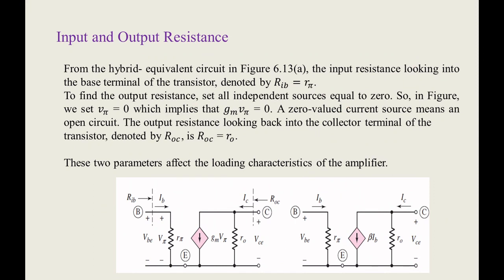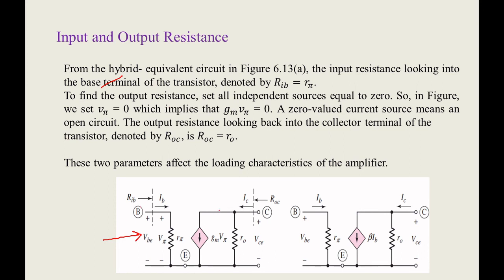Okay, so calculating the input and output resistance is very important. When you want to find the input resistance, you look from the left side. I am repeating again, RIB is the resistance on the input side, looking towards the base. When you look into the base, you can see only the resistance R pi. So the input resistance, looking into the base terminal of the transistor, that is RIB, is R pi. It was given here.